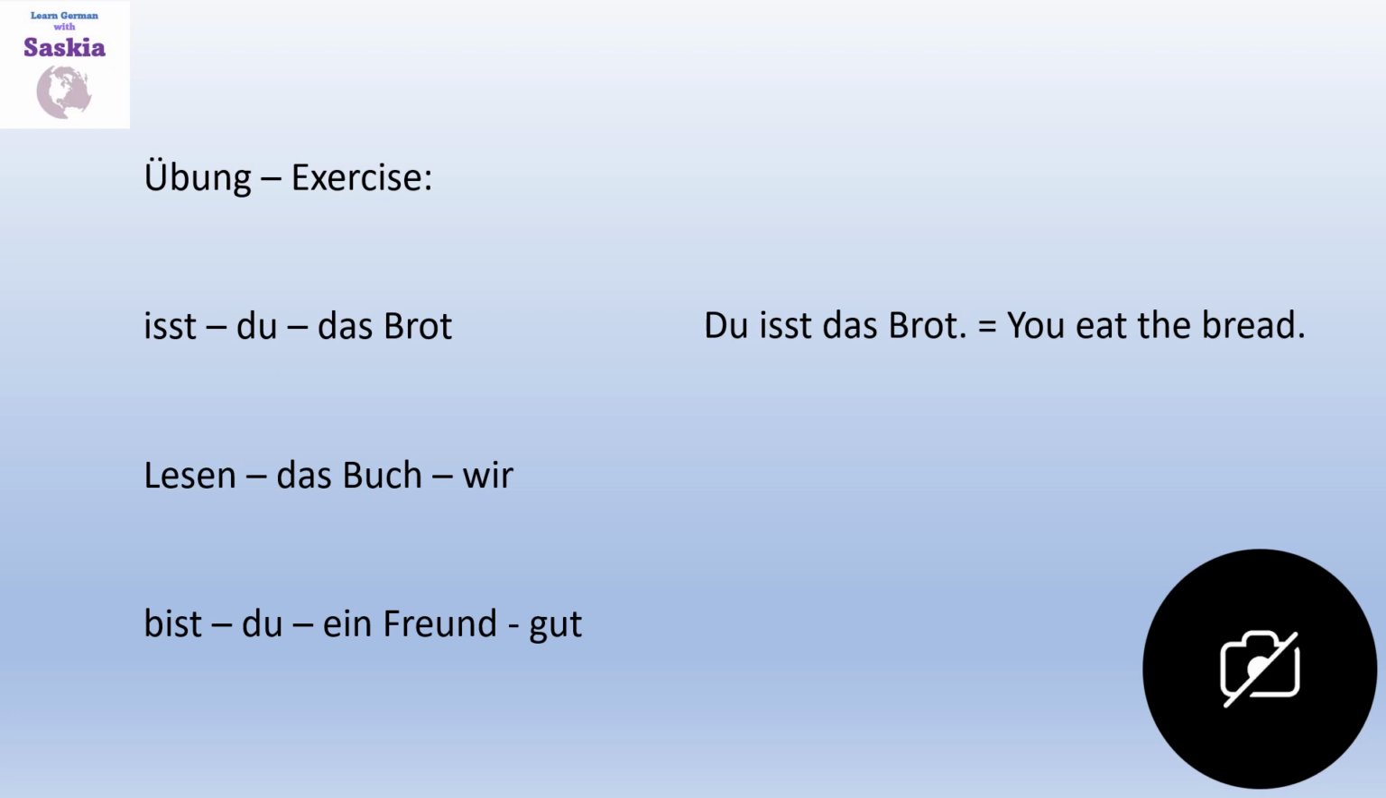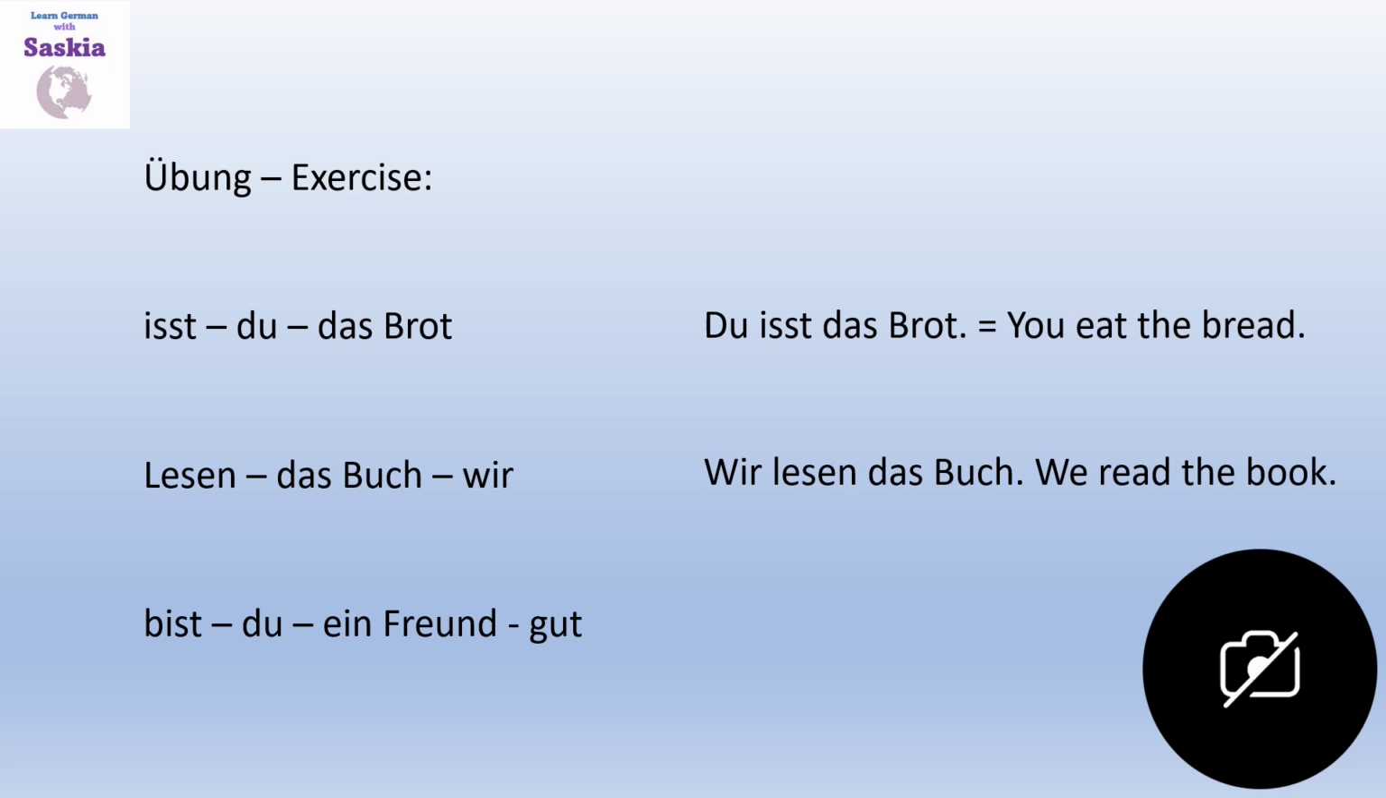So we have lesen, which means to read, das Buch, the book, and then we have wir, which means we. So how do we make a sentence out of this? Yes, of course. So the subject, wir, the verb, lesen, and the object, das Buch. So we get wir lesen das Buch. We read the book, or we are reading the book. Wir lesen das Buch. Subject, verb, object.